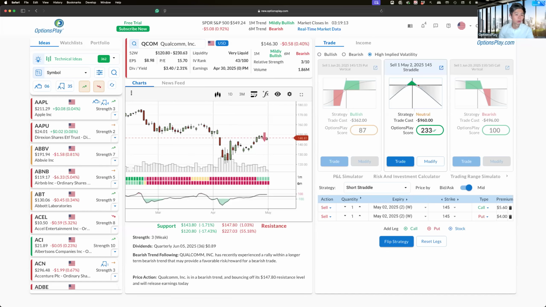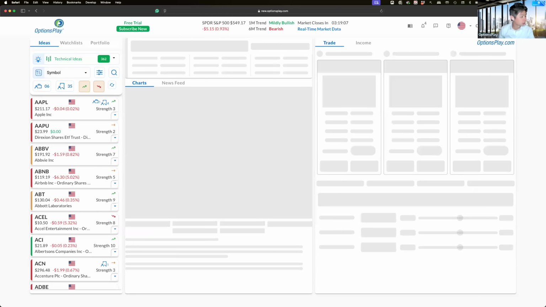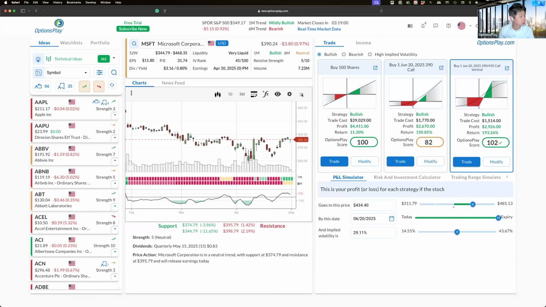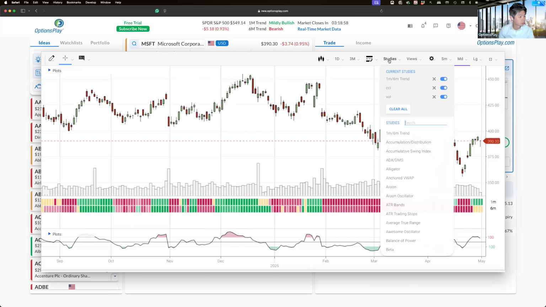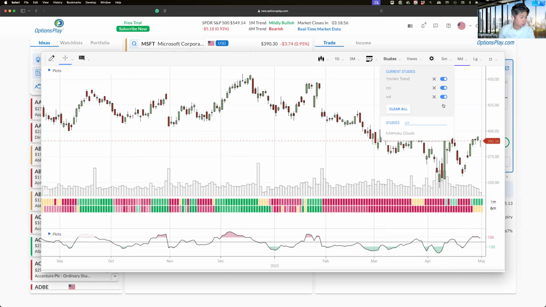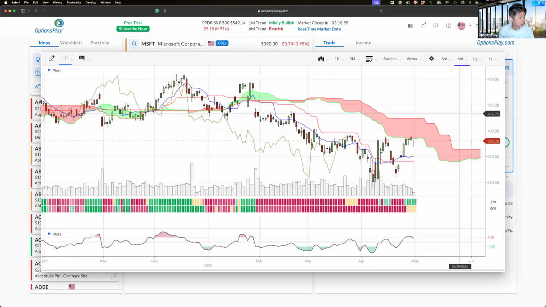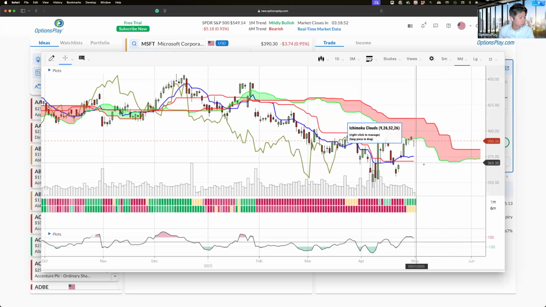Bob, your question with regards to Ichimoku clouds, I haven't had a chance to take a look at that. Let's just quickly look at that. It's a little bit off topic, but I'm happy to just at least take a look. You're right. It is just up against resistance.